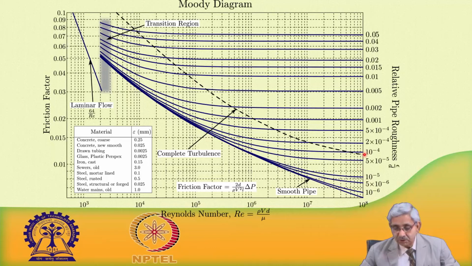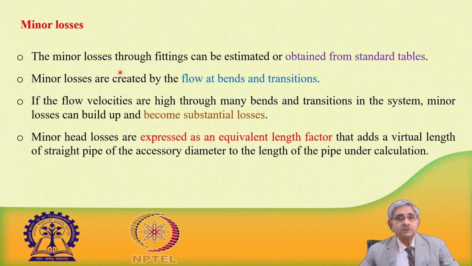So, we will be choosing the appropriate value of epsilon by d, and then we will estimate the Reynolds number and obtain the value of friction factor. Minor loss is another component, which can be estimated or obtained from the standard table. Estimation becomes difficult because those head loss coefficients also have to be known to us.